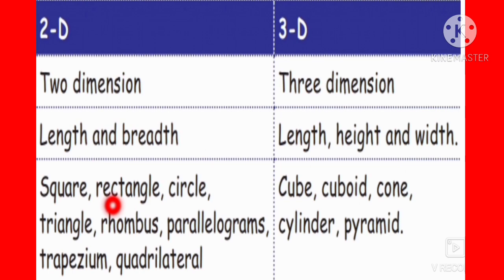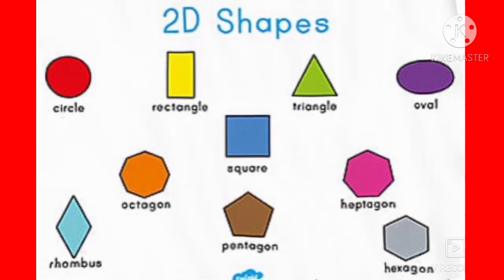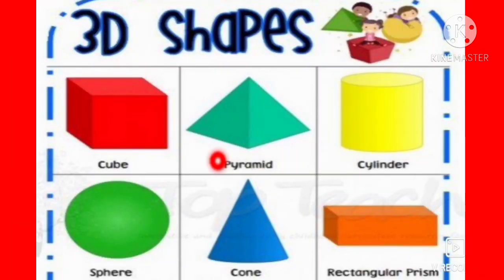Here the examples of 2D are circle, rectangle, triangle, oval, square, octagon, rhombus, pentagon, heptagon, hexagon. The examples of 3D shapes are cube, pyramid, cylinder, sphere, cone, rectangular prism.